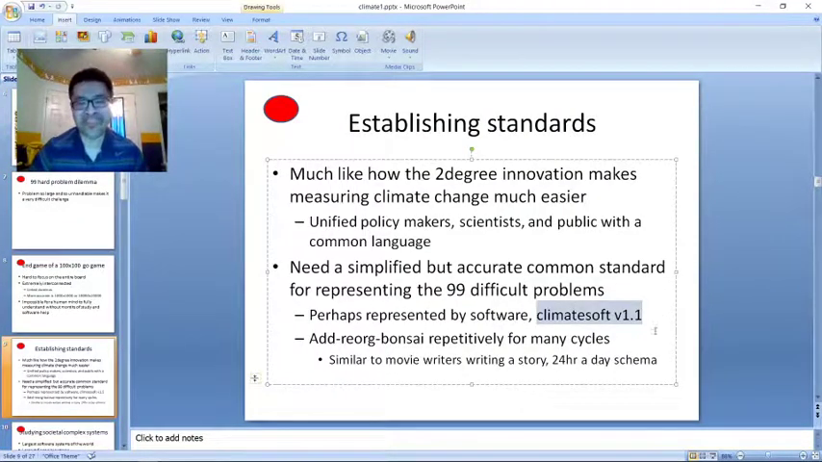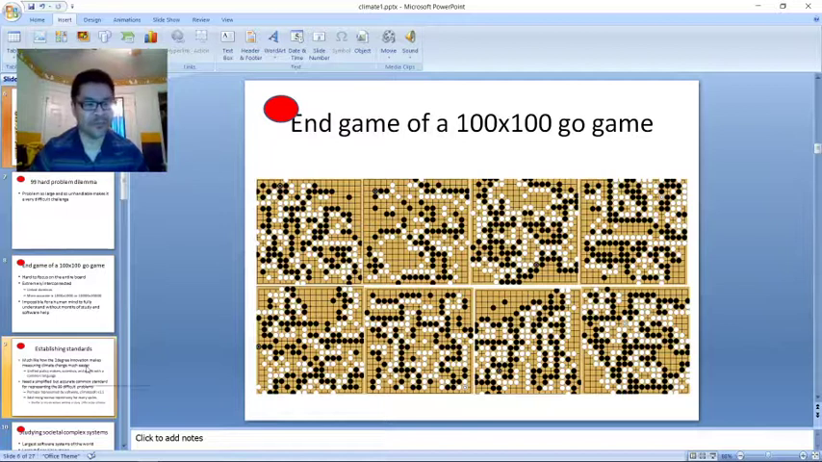Perhaps software can help, climate soft, and we update the versions. And perhaps to establish a standard, we'll need a lot of people working on it and just bonsai it, understand it for 24 hours a day, for many months to provide an accurate solution to this problem.